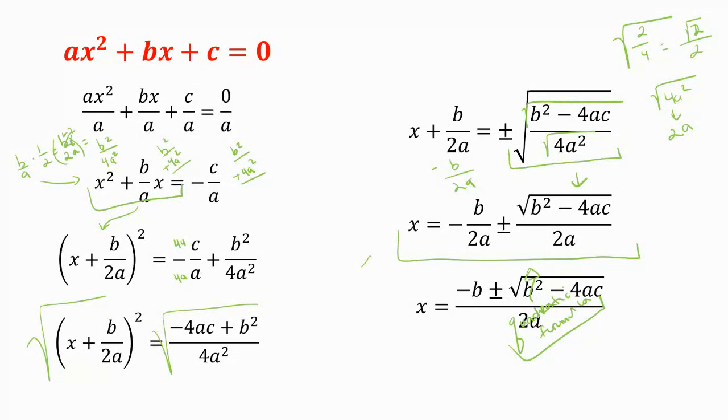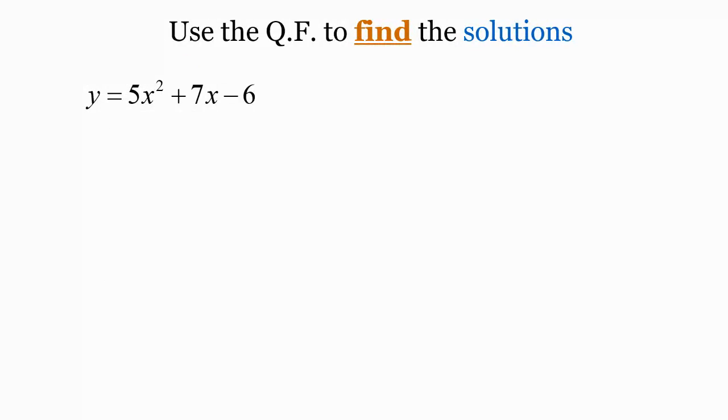So here you've got x equals negative b plus or minus the square root of b squared minus 4ac, all over 2a. No, this is not a formula that's going to be written on a formula sheet. You do need to know the quadratic formula. So let's use the quadratic formula to find some solutions, right?